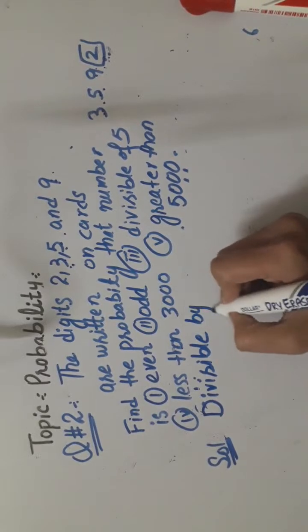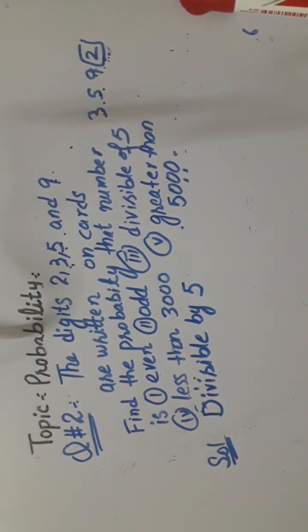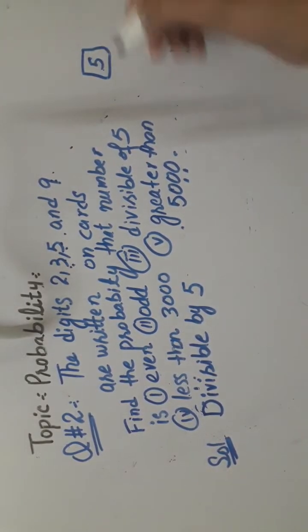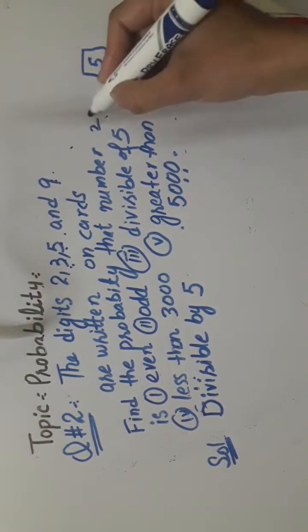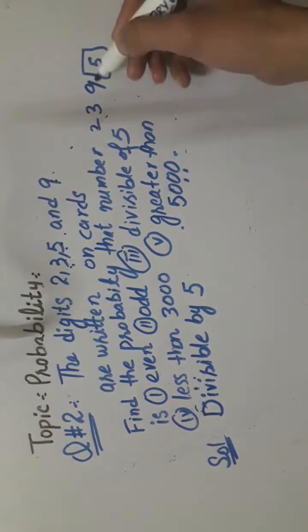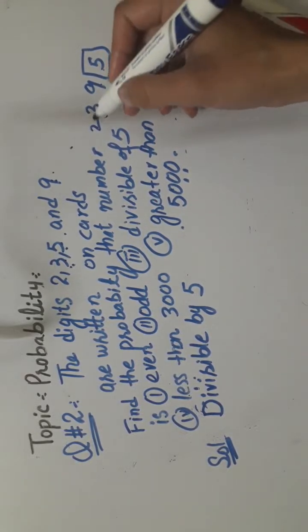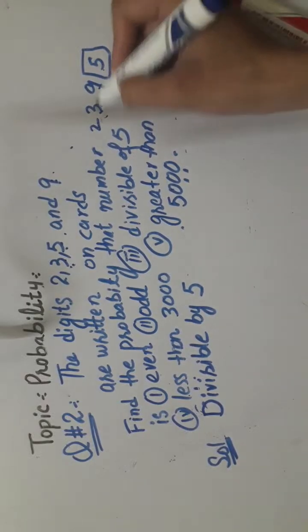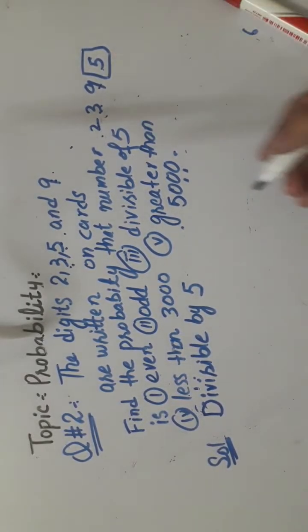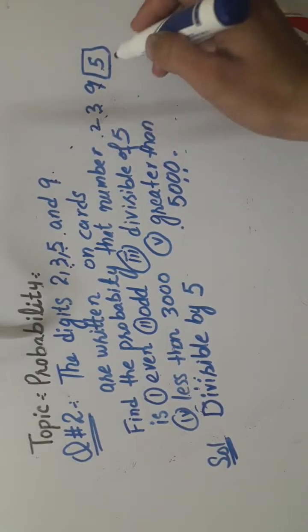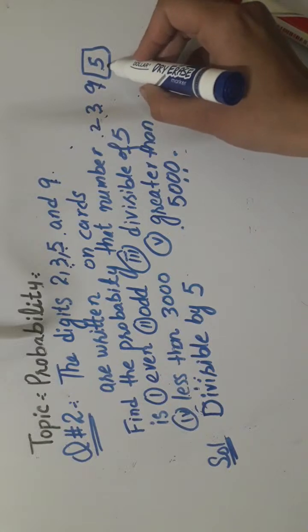Divisible by 5. How will we solve this? Divisible by 5 means the last digit should be 5. It means the last digit is 5 and the other digits are 2, 3 and 9, and you can change the position of 2 with 3 and 9, of 3 with 2 and 9, and of 9 with 2 and 3. So, if the last digit is 5, this number is divisible by 5.